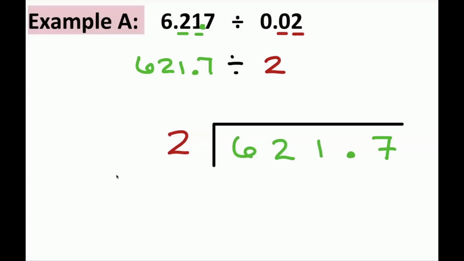The next step you should have done is to take the decimal point from inside of the house and put it right on top of the house right here. 2 fits into 6 3 times. You subtract and bring down.